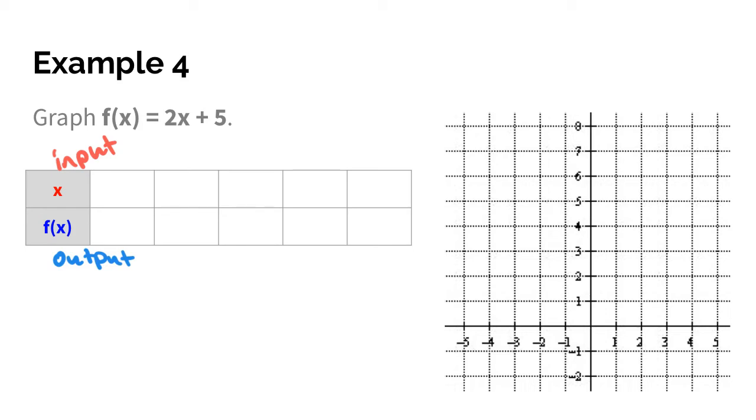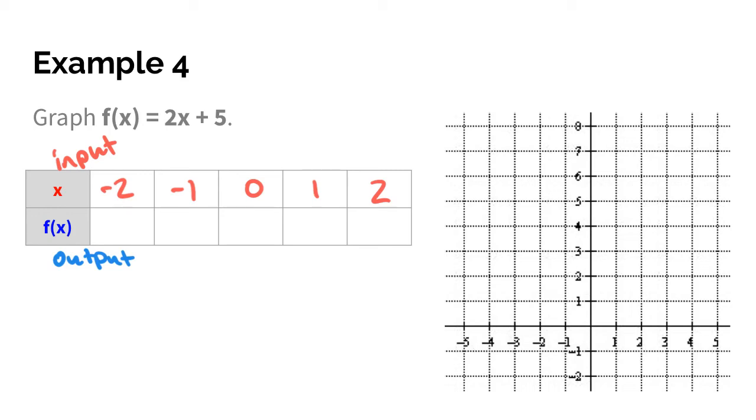I'm going to choose some inputs that are centered in my graph around 0. So I'm going to choose the inputs of -2, -1, 0, 1, and 2. I like to do that because these values are centered around 0. It's going to give me some values to the left and to the right.